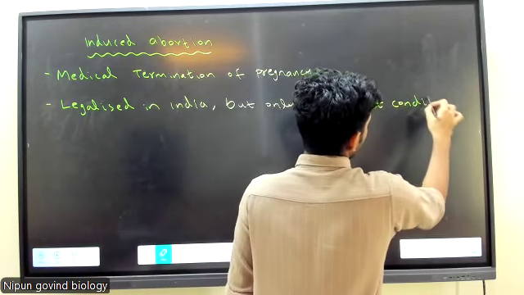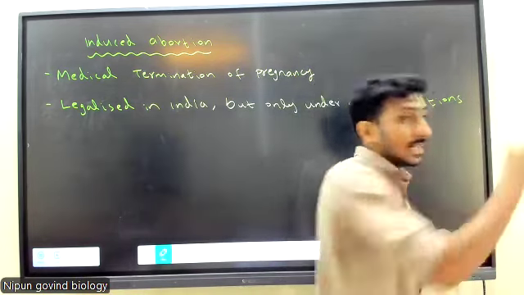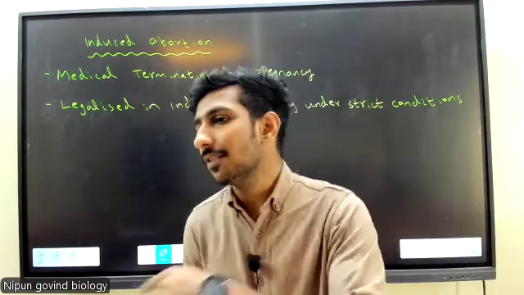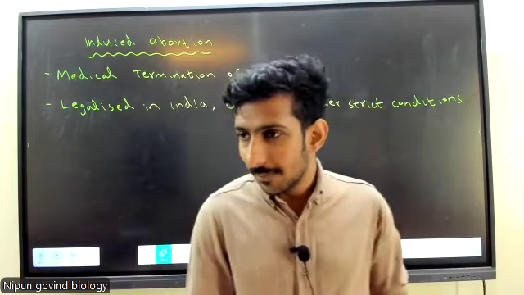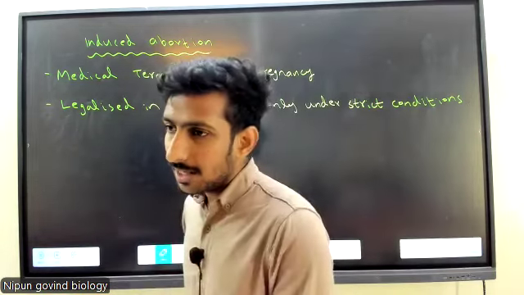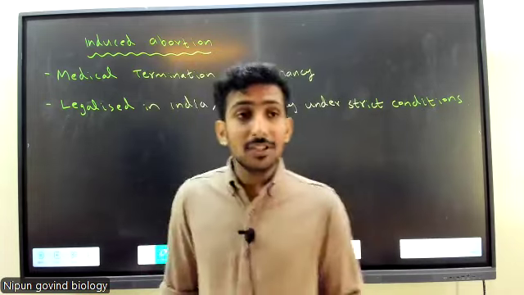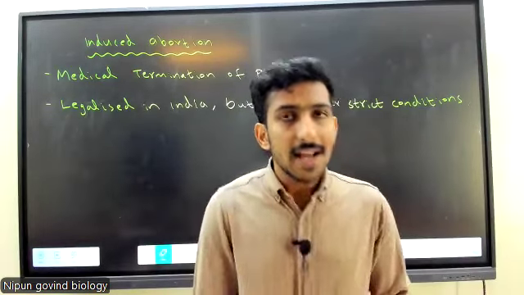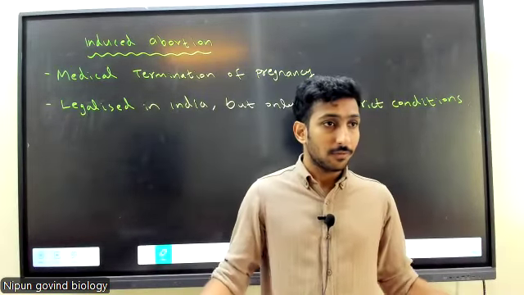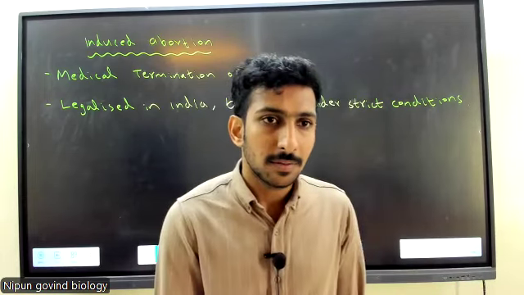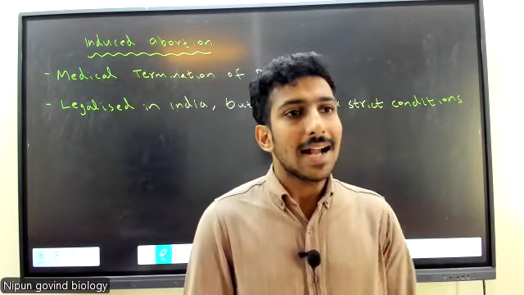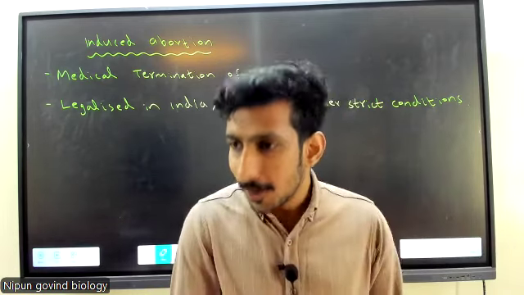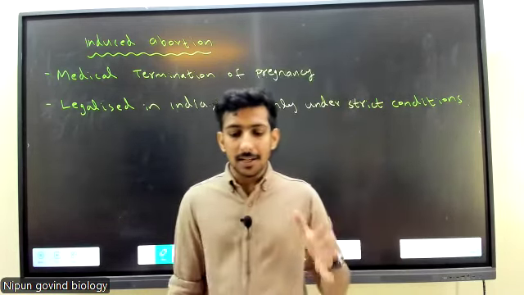The strict conditions are: if the continuation of the pregnancy is dangerous to the mother, you will get permission for abortion. If the continuation of pregnancy is dangerous to the fetus or to the mother, you can go for abortion. And if the couple don't want babies for now, they can go for abortion. Understood? And if the mother wants the baby and the father doesn't, you will not get the permission, because the mother has more importance. So you will get permission only under strict conditions.